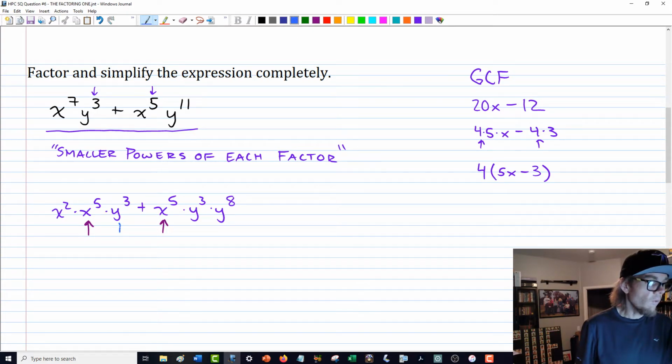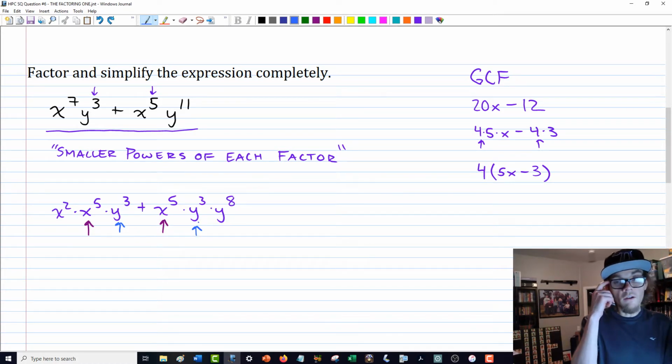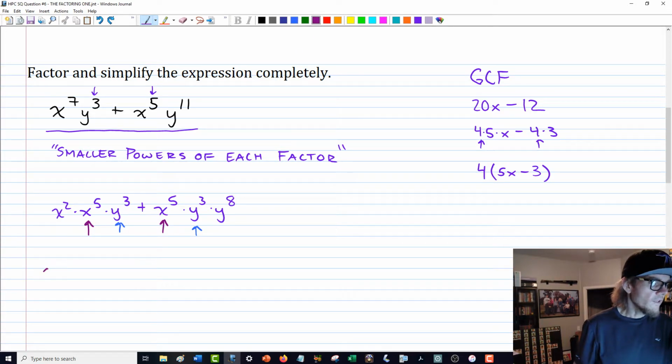Likewise, I see that we have y to the 3rd on the left and on the right, and while on the right we have y to the 8th, we have no such other y pieces over here on the left. So that tells me y to the 3rd will be part of our GCF. So what do we do then? We pull out that GCF from each term. So I'll pull out an x to the 5th, I'll pull out a y to the 3rd. In a sense, it's almost like we've just divided the expression by x to the 5th, y to the 3rd, but we're just pulling it out.